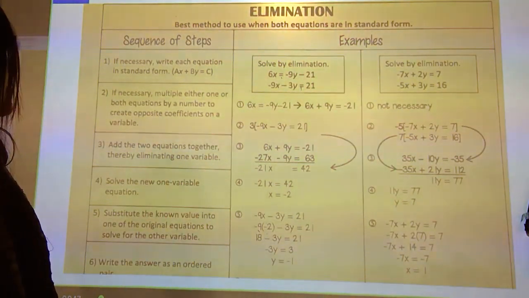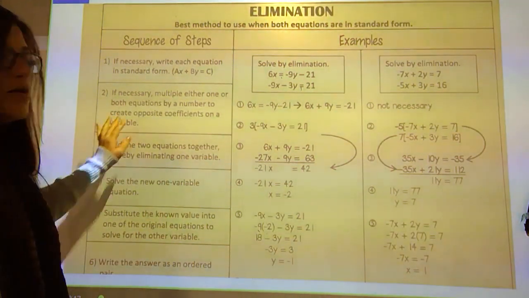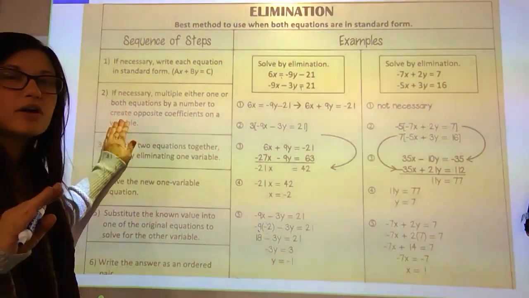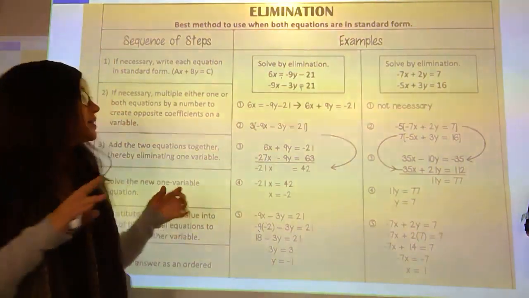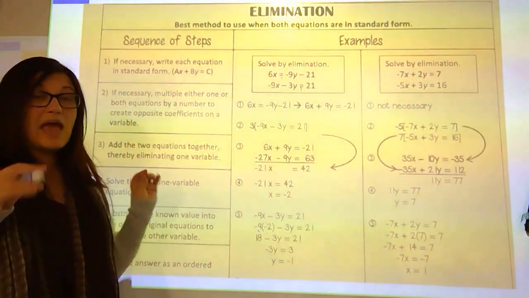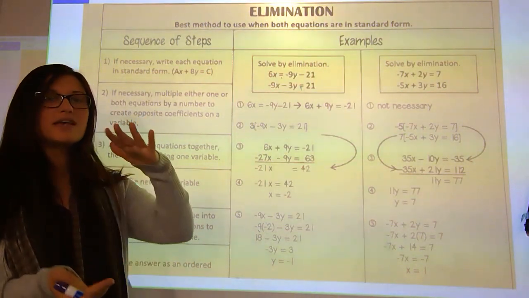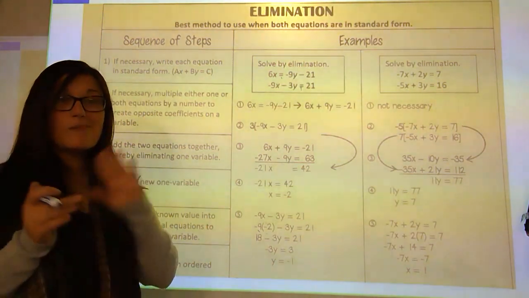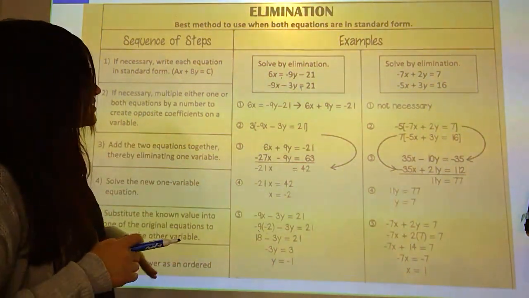All right, so my second step is that I need to multiply either one or both of my equations by some number so that I create common coefficients, but ideally I would like them to be opposites, okay? Why? Because adding them together will be a lot easier for us. So if we're already doing some multiplying, you may as well make it easy and make them opposites.